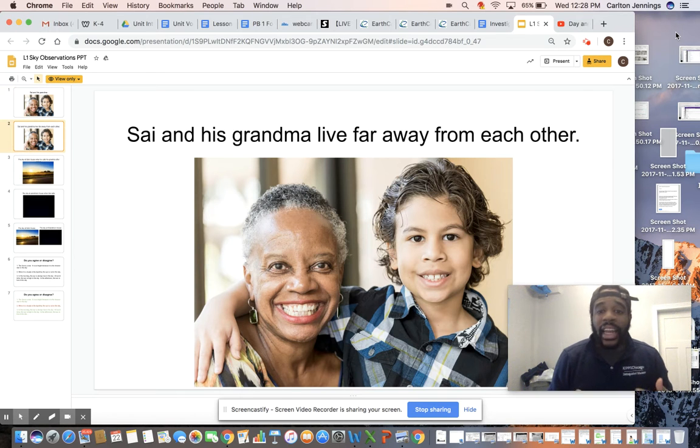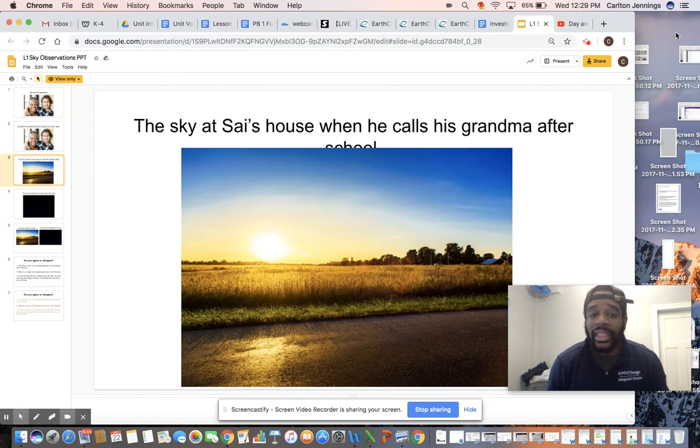So Sai and his grandmother live far away from each other. And that's why we believe, and we'll learn more information about it, that they are seeing different things in the sky. Wow. That's why Sai sees the daytime and his grandmother sees the nighttime. This is the sky at Sai's house when he calls his grandmother after school. Right here, this is the sun setting. This is when it's going down. This is that point where you can see the horizon and those beautiful colors when the sun is either setting or rising.